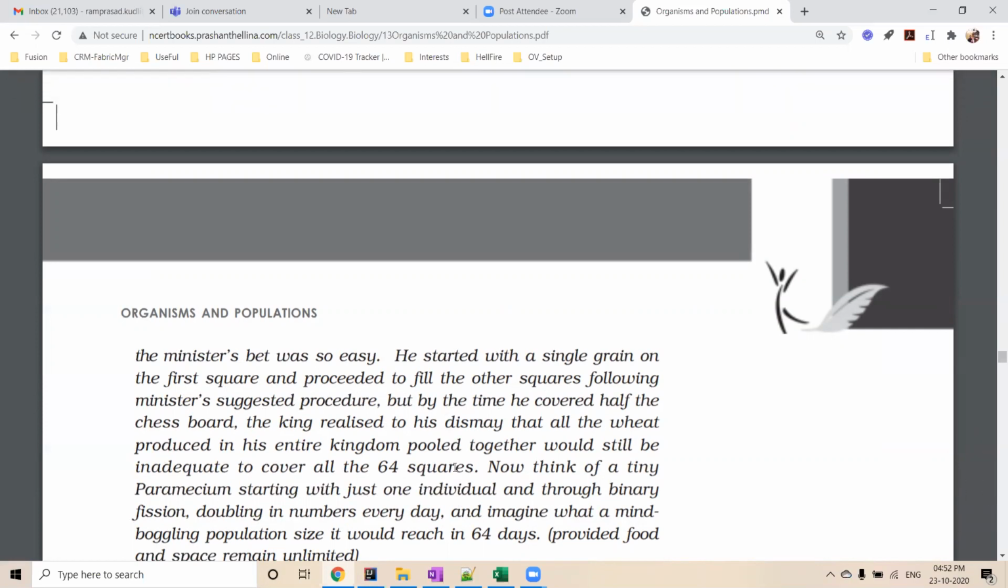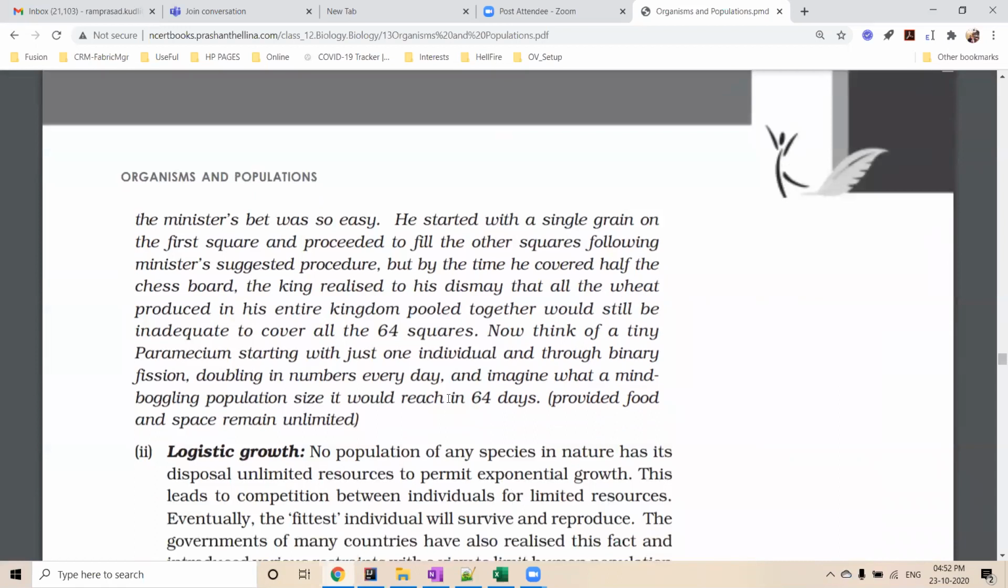So population density will increase enormously because of the abundant availability of resources. They had given one more example. Now think of a tiny paramecium. It starts with just one individual, and through binary fission 1 becomes 2, 2 becomes 4, 4 becomes 8, so it doubles in numbers every day. Imagine what a mind-boggling population size it would reach if we count 64 days. So this is an example of exponential growth.